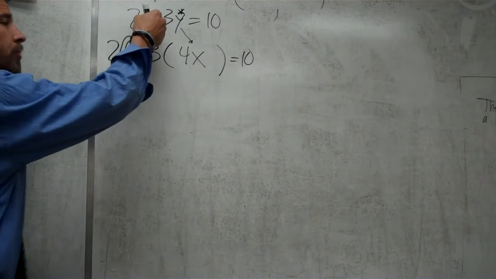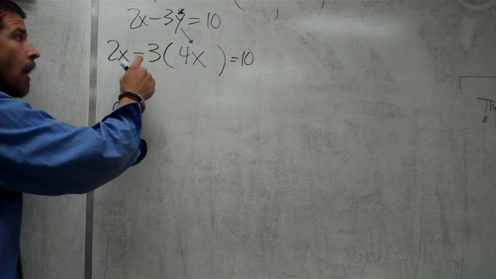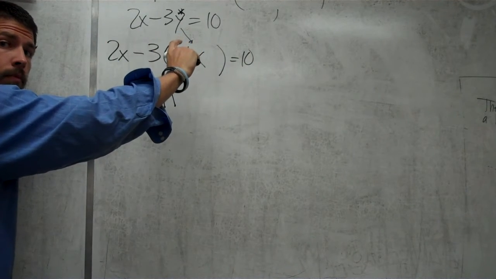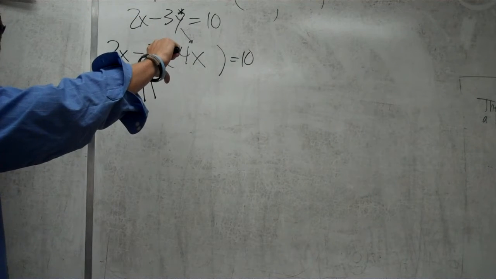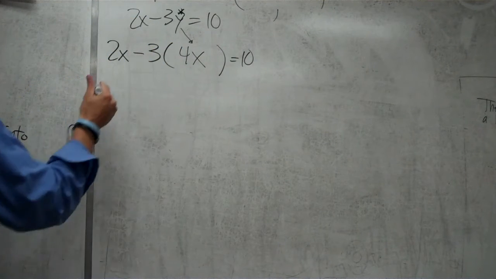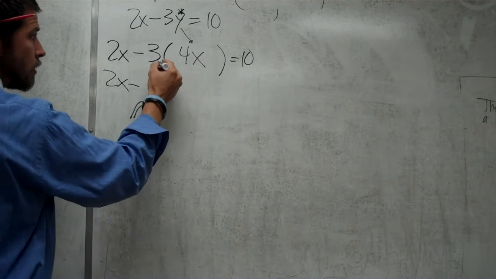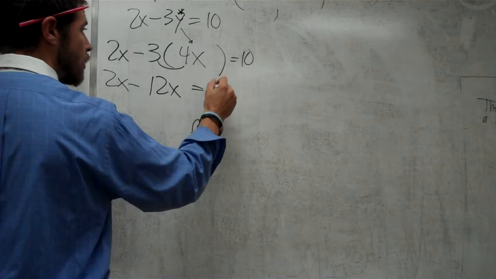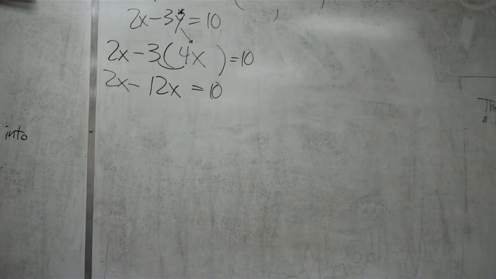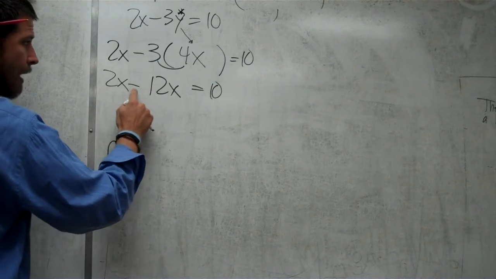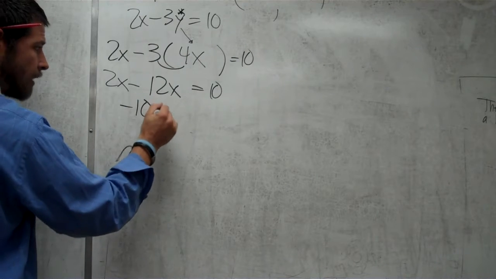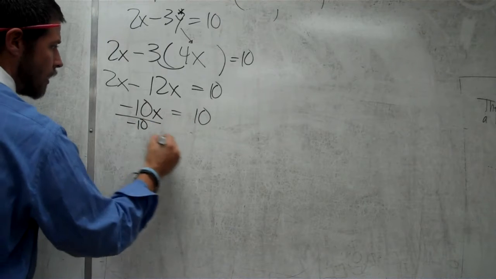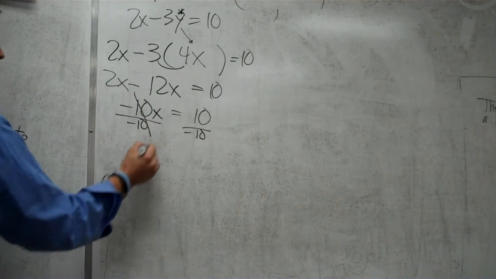Now, after you substitute into the other equation, you then have one equation with one variable, which you now need to test your Algebra 1 skills to solve. I have 2x minus 3 times 4x, I can write that as 12x, equal to 10. Combine like terms: 2x minus 12x is negative 10x, and that's equal to 10. Divide by negative 10 on both sides.